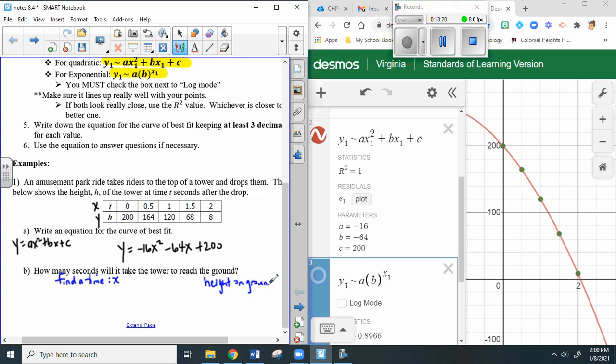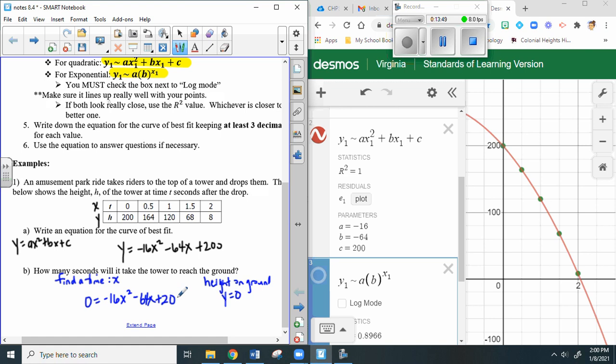All right, what's the height on the ground? 0. And so that's y equals 0. All right, so look what that's asking me to do. That's asking me to plug in 0 for y into the equation I just got and solve for x. Plug in 0 for y, solve for x.